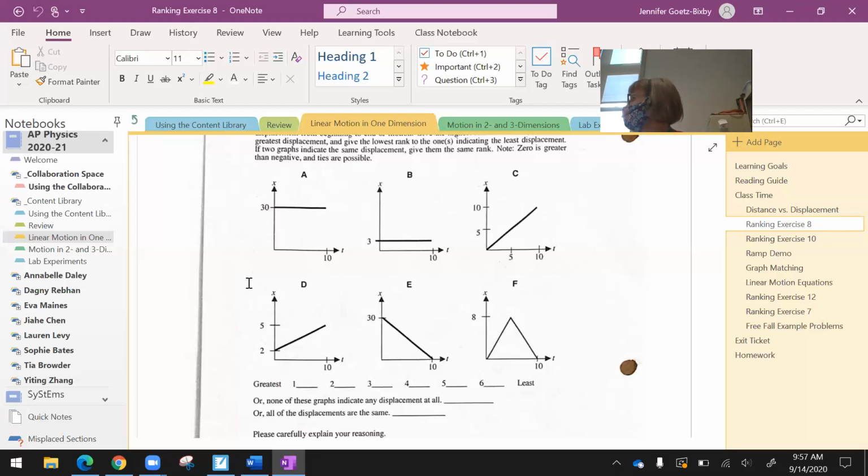Okay, are we done? All right, so I'm gonna ask some questions here. First of all, what are we graphing? Guess, what are we graphing in these graphs? What's on the vertical axis? What's on the horizontal axis? The X is distance and T is time. Okay, so Guess says that X is distance and T is time. Okay, so what's going on in each of these graphs? Okay, so Tia, what's going on in graph A?